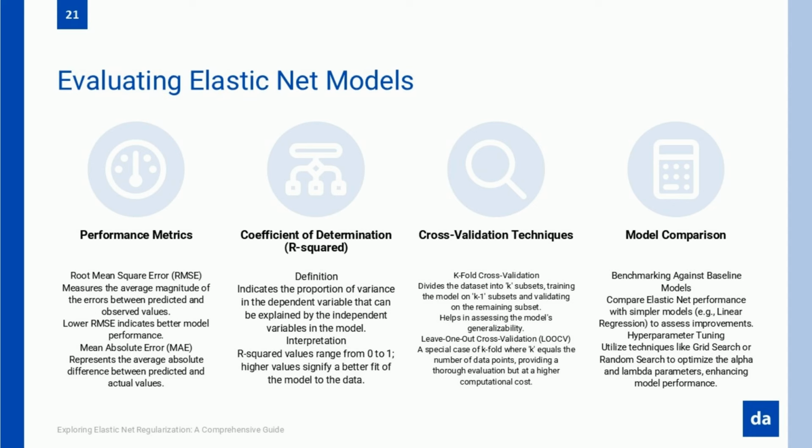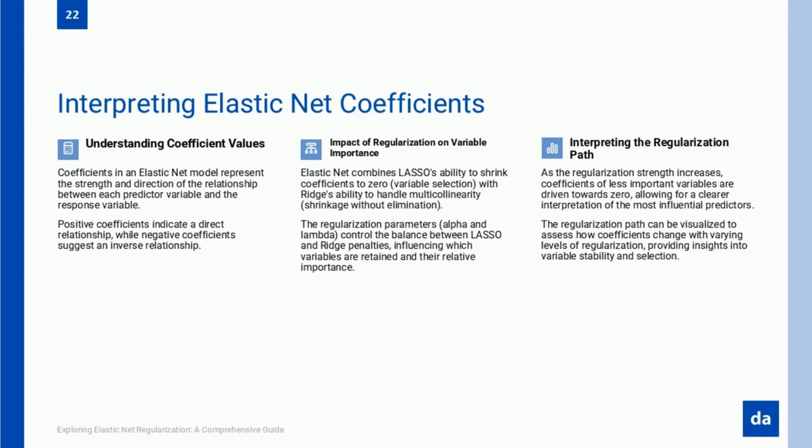Next, we move into interpreting Elastic Net coefficients, where we break down how to actually understand the numbers our model produces. Numbers on a screen don't mean much unless we know how to read them. One of the biggest advantages of Elastic Net over black box models like deep learning is that it provides interpretable coefficients, allowing us to understand exactly which features impact predictions. But reading these coefficients isn't always as simple as it looks.